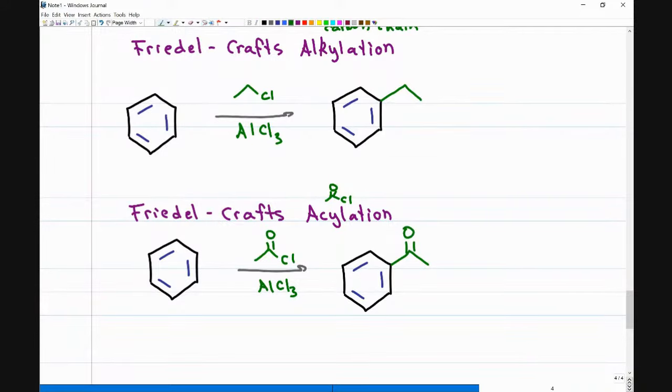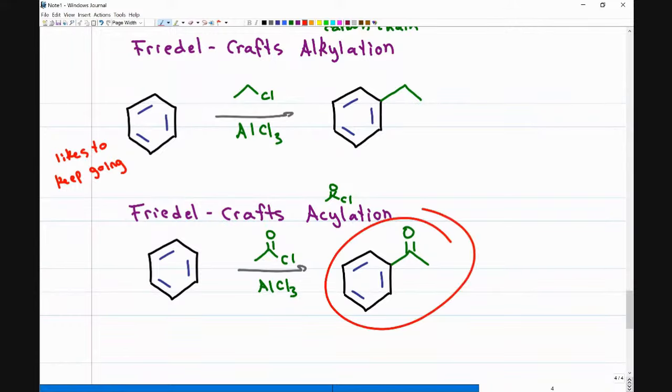This is getting a little bit ahead, but we may as well throw it in here. One of the reasons to use acylation over alkylation is alkylation likes to keep going. And because it likes to keep going, it's a little bit harder to control. So one option is to do an acylation and then just cut off the carbonyl to give you the same product without a reaction that keeps going.